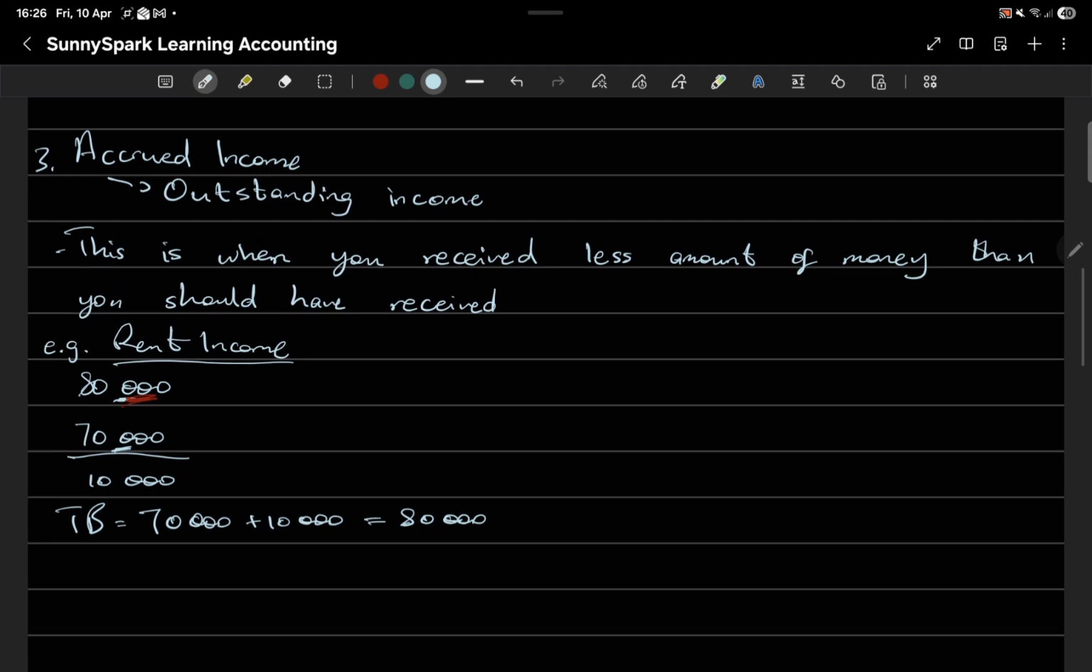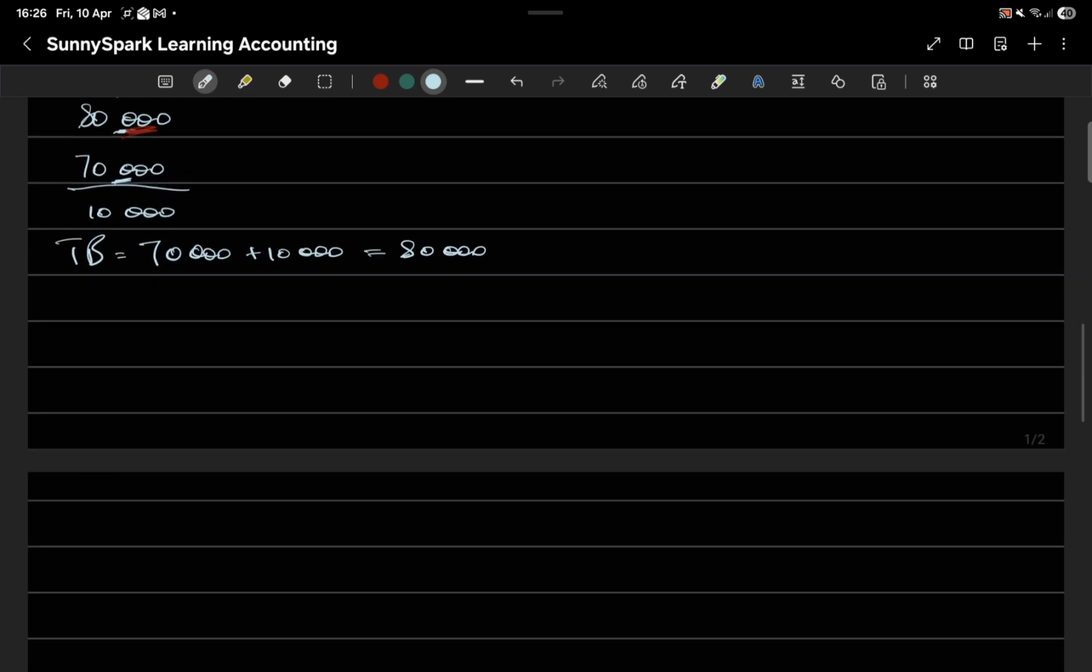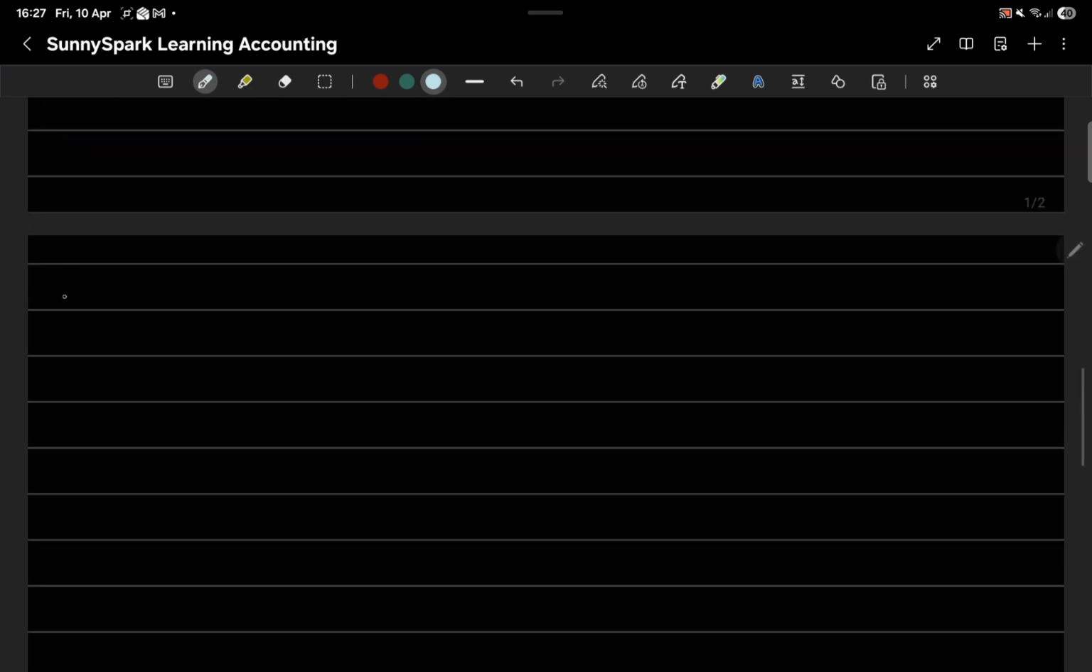So accrued income is outstanding money that you must receive. The money that you still have to receive. You haven't received the full amount yet. You have received some money, but not the full amount. Okay, so now let's move to number 4, which is accrued expense.